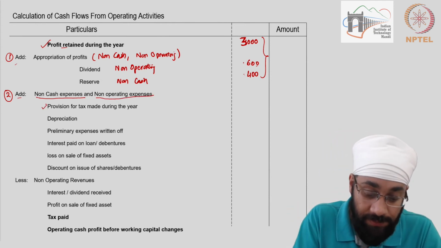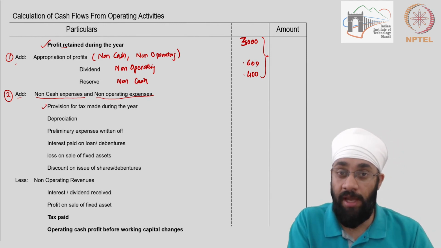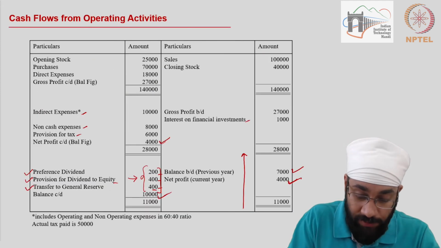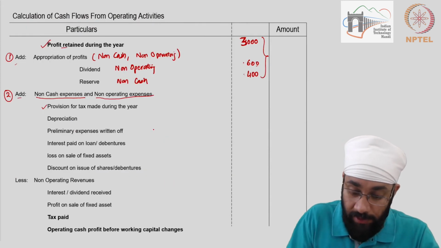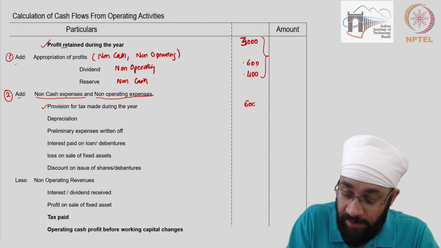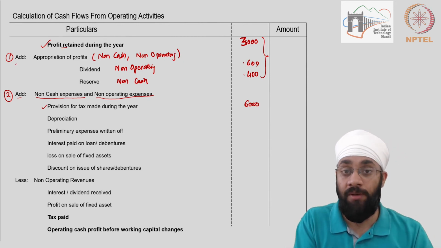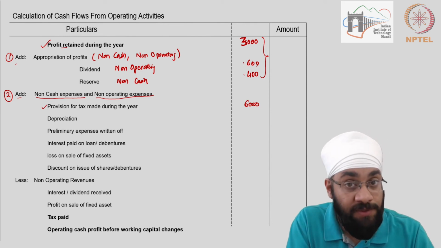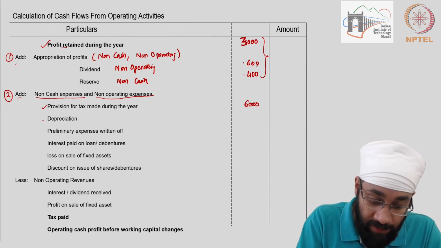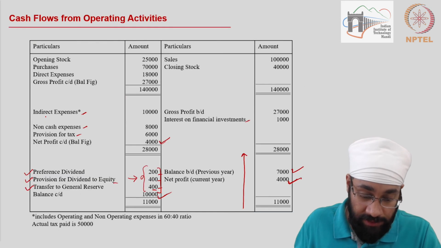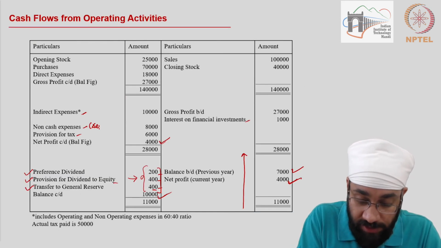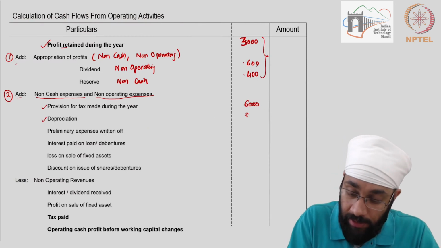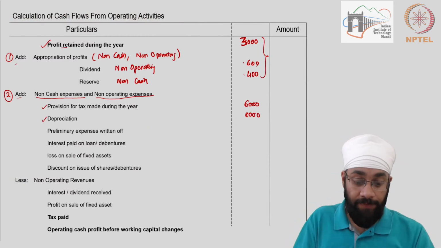Now provision for tax made during the year, I said this is a non-cash item. You don't pay to anybody. So the provision that was made is 6,000. So we're going to add back the 6,000 because you're not paying this to anybody. Cash has not gone out. Please increase the profit by this amount. You have this money with you. Then you have depreciation. Let us take depreciation. So let's assume this is the depreciation, a non-cash expense. This is 8,000, and let me add this here.